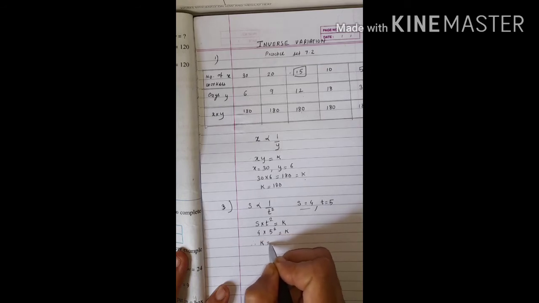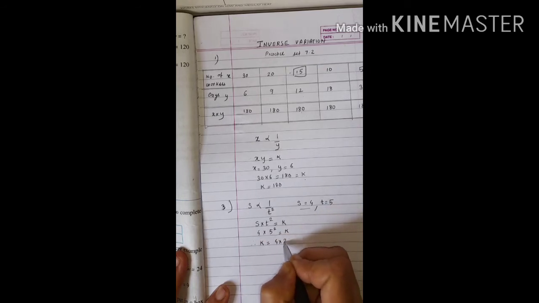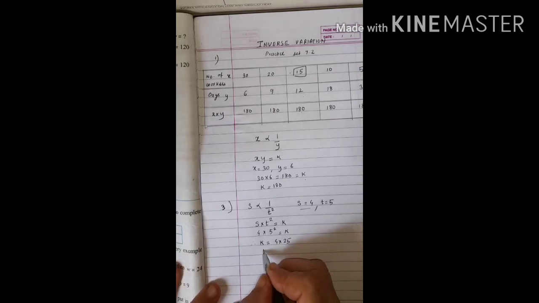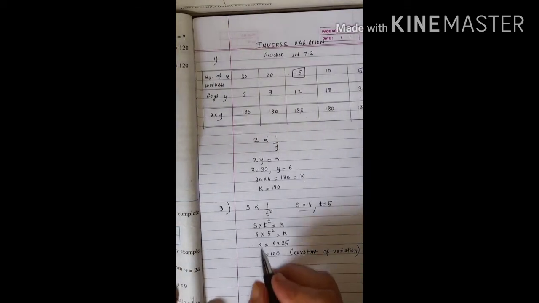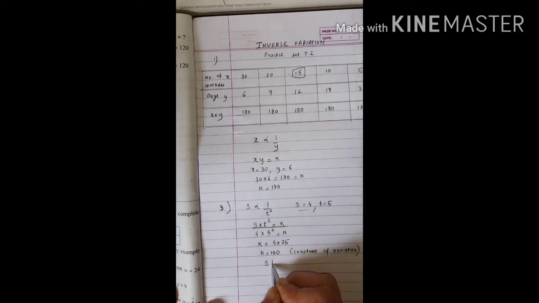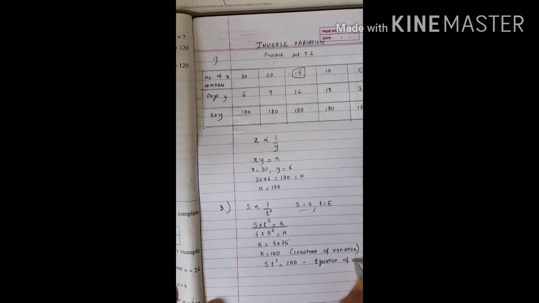Therefore I write K on my left hand side. I get 4 into 25, which is equal to K, K is equal to 100. So here 100 is the constant of variation. That is K. They have also asked you to find the equation of variation. So how will you write the equation of variation? We just substitute the value of K in this. We get S T square is equal to 100. This becomes the equation of variation.